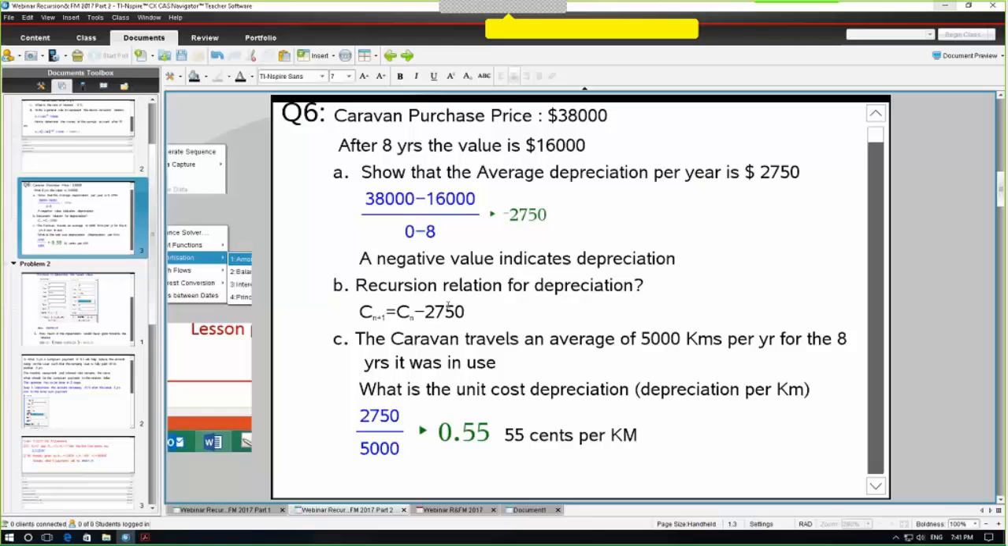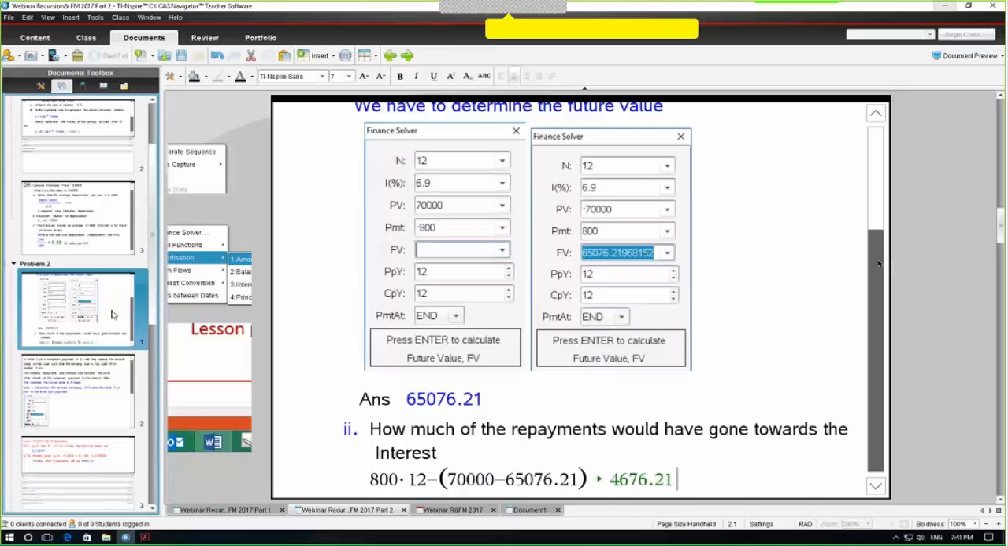Then you have to write a recursion relation, and then the final question was the caravan travels an average of 5,000 kilometers per year for 8 years while it was in use. What is the unit cost depreciation? So that's the depreciation over the number of kilometers being done. So it basically comes to 0.55. So that's all calculator based and pretty straightforward. That was the other question there.